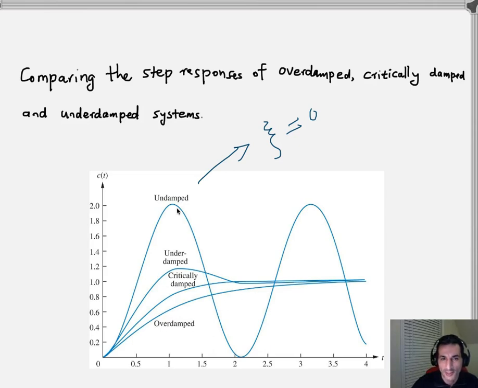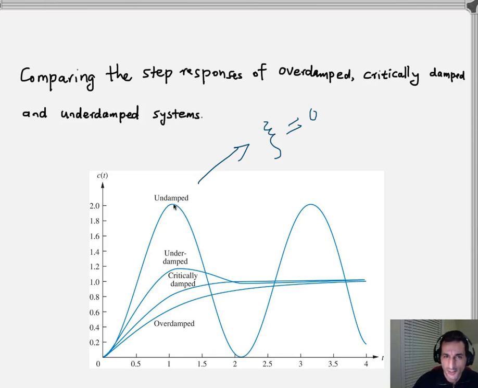As you see, this is zeta equal to 0, which is a completely sinusoidal, completely oscillatory response. An underdamped response could also be oscillatory, but eventually it's going to die out. And critically damped is something between underdamped and overdamped, so it's going to look like this. For overdamped, it looks just like a first order system response. It starts to go up, and eventually it's just going to reach the steady state value.